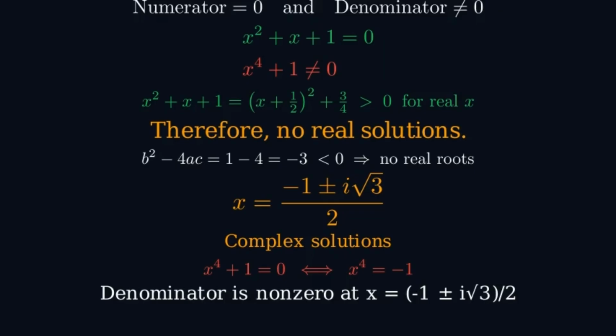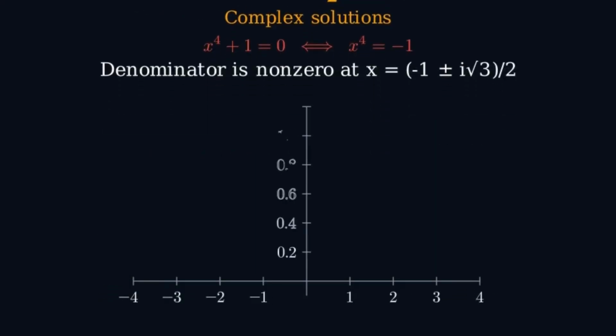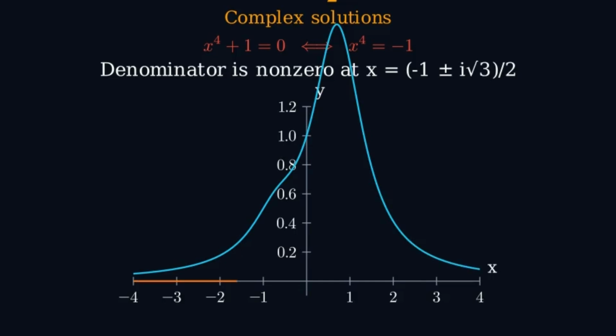To build real number intuition, let's graph the function y equals (x squared plus x plus 1) over (x to the fourth plus 1) over the real x-axis. Notice it stays above y equals 0 for all real x and approaches 0 as x grows large.